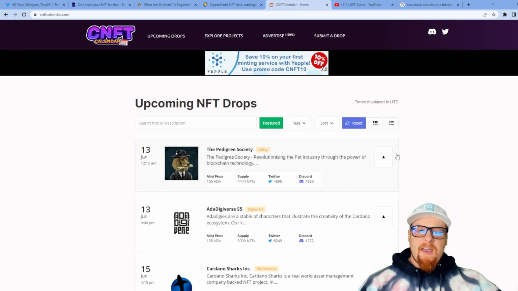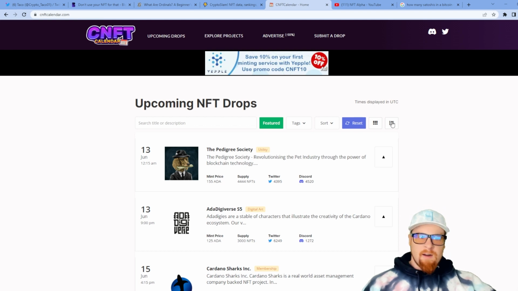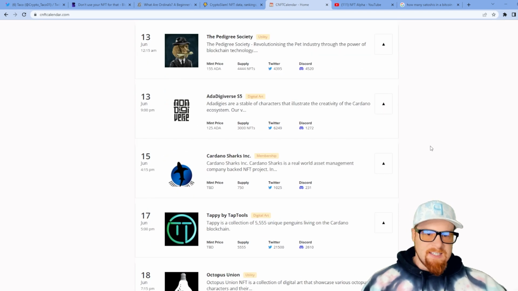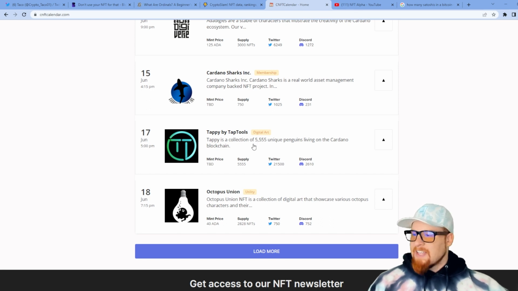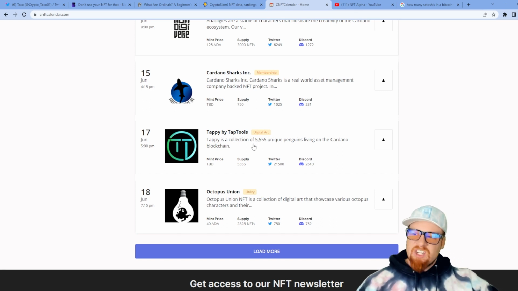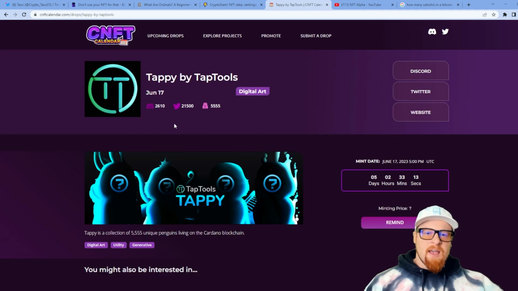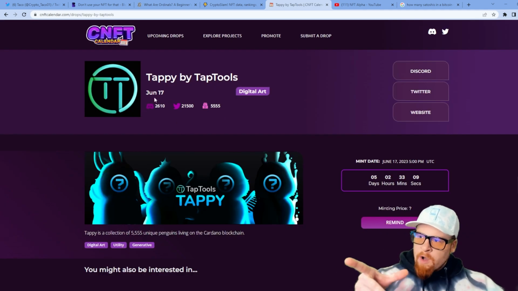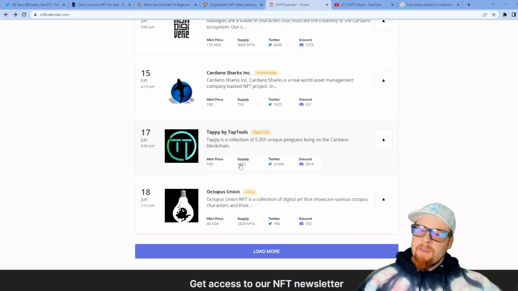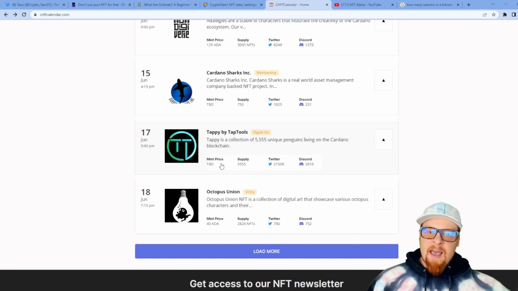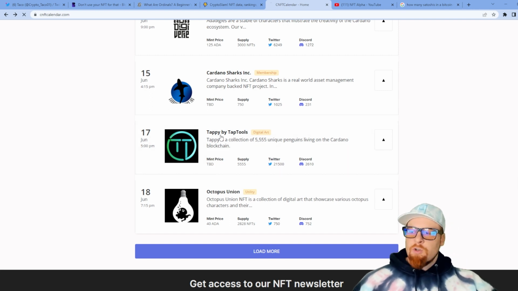And let's see if anything is interesting on CNFT calendar. Get me some Cardano NFTs. And I noticed this one. Tappy by Tap Tools. I've been using Tap Tools recently for my degen Cardano trading. So it looks like it is minting on the 17th, in 5 days. There's your warning. They have 21,000 people on Twitter. Supply is going to be 5,555, and the mint price is to be determined.